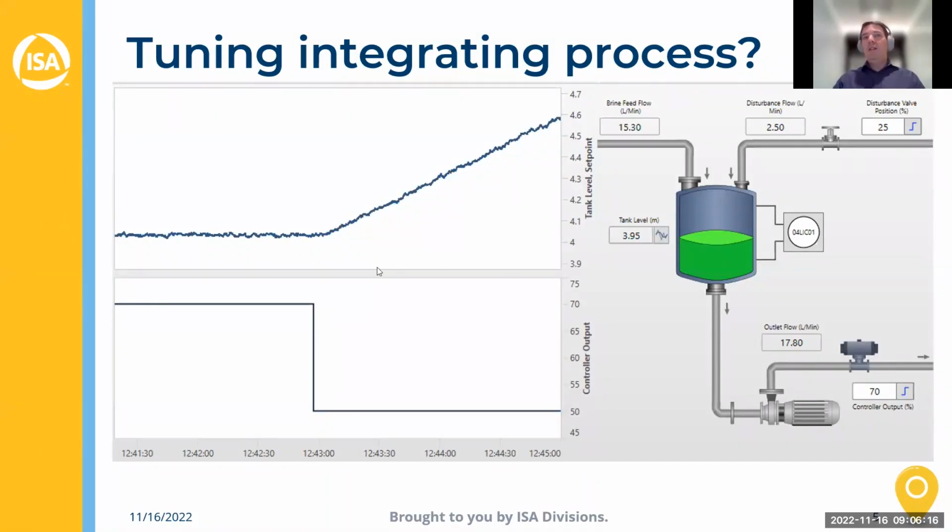What happens with these processes is, let's say I'm starting here, and on top is my level. I see my level was stable and I had a pump speed around 70. If I lower it to 50, now I'm pumping less out, so my level will start rising. That's what we call integrating. It will accumulate the difference between the inflow and outflow, and it will not self-stabilize until the tank is full. So those are integrating processes, and we'll see how to tune those.